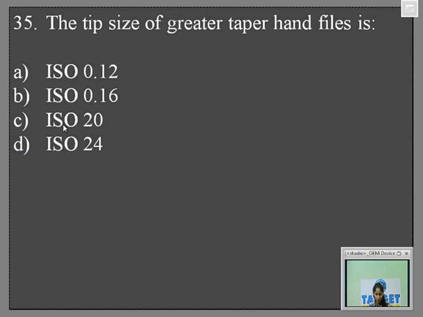Okay, so we go on to the next question. Next question. The tip size of greater taper hand files.